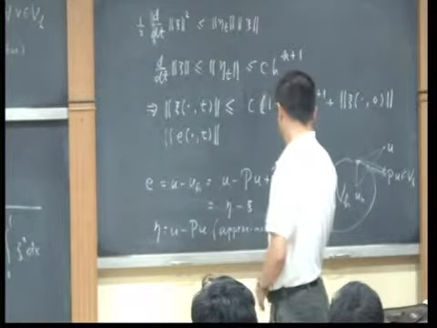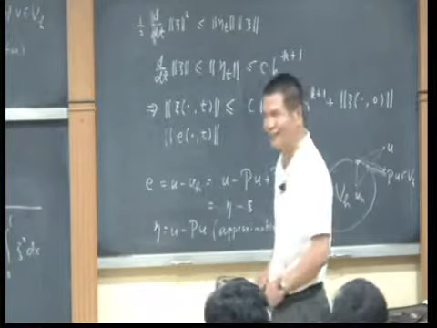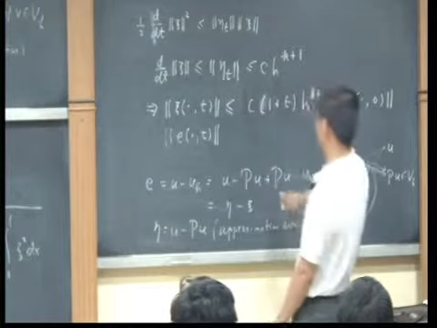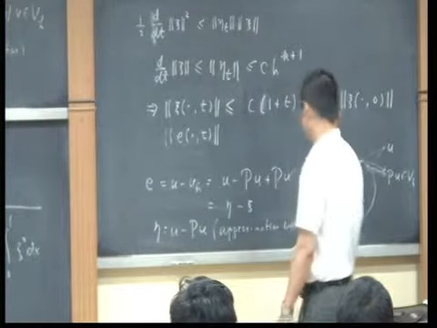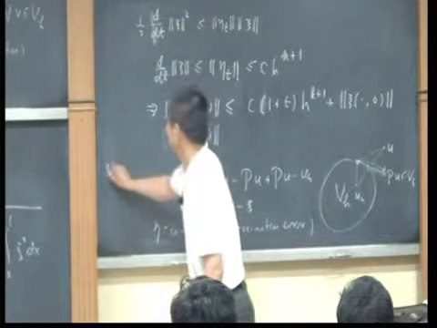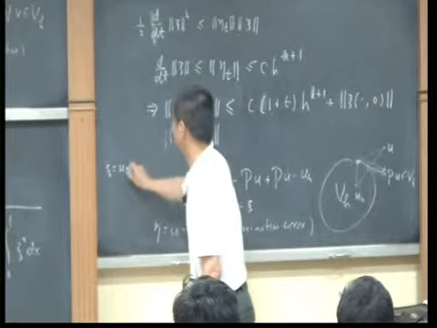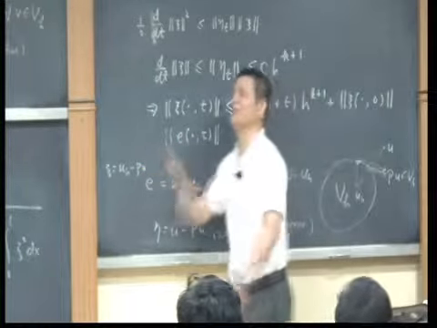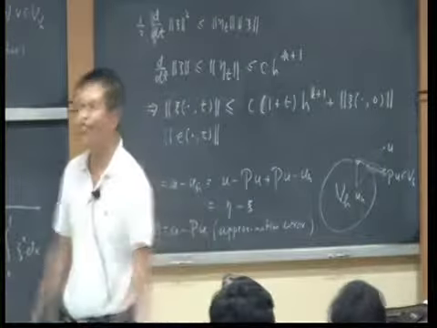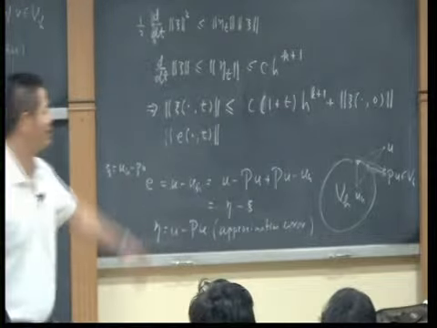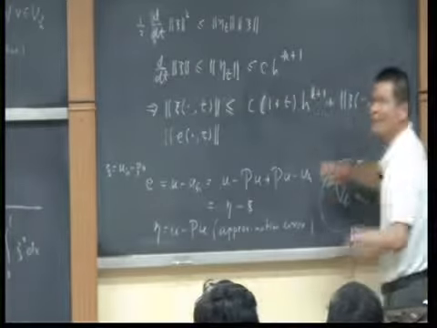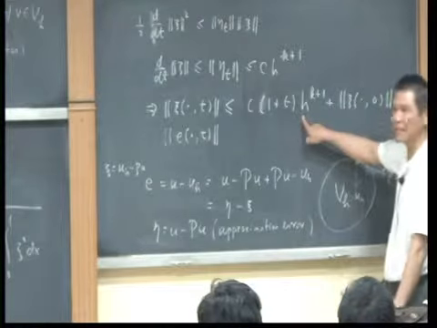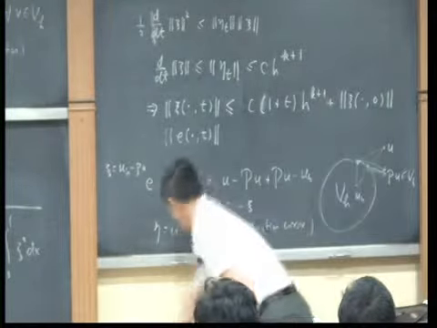Remember cuisine, he raised one definition of cuisine. Cuisine is UH minus PU, right? So at the initial condition, you can take UH to be PU, for example. That's one possibility. You initialize it with this particular PU that is zero. Even if it is not zero, it is C times H to the K plus 1, so it will be absorbed into this term. So this disappears.